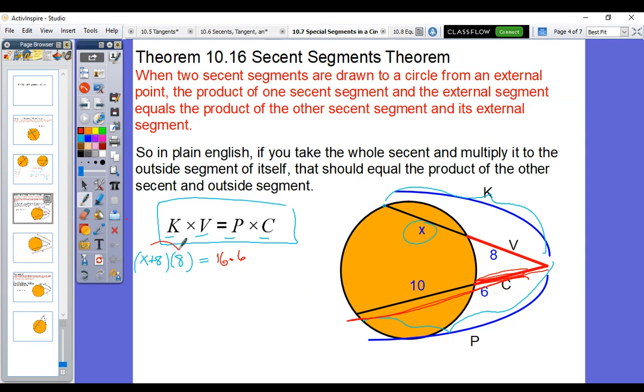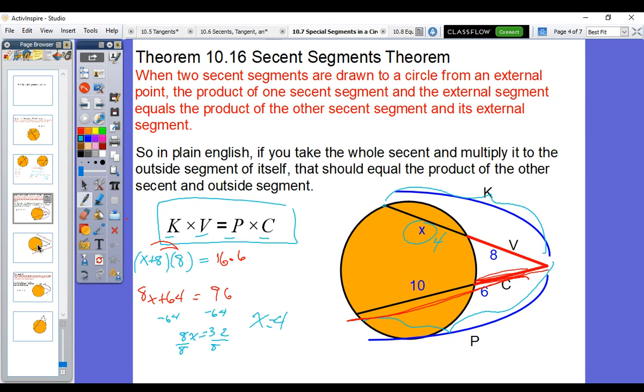Alright, so here we'll distribute. We get 8x plus 64 equals, what is that? 96. So we're solving for x, so minus 64, 8x equals 32, divided by 8, x equals, what is that? 4. Yeah, sorry, 4. The value of this x is 4.